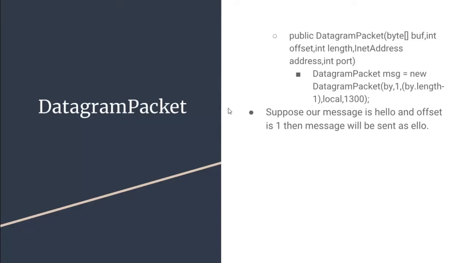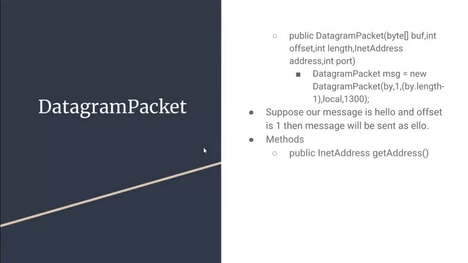Let's see an example. DatagramPacket message = new DatagramPacket(array, 1, array.length - 1, local, port). One thing you should consider is offset 1 and length minus 1. The total of the offset and the length that we have specified in the arguments must be less than or equal to the actual length of the byte array. Methods of DatagramPacket.